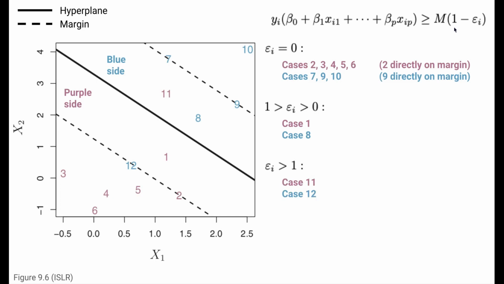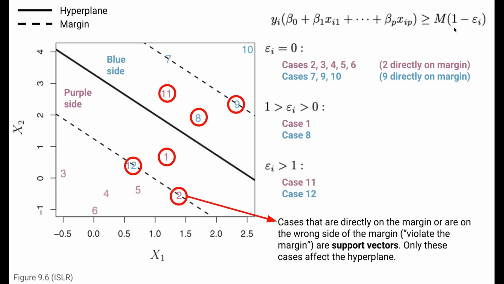And finally, when epsilon i is greater than 1, this is the situation where a case is completely on the wrong side of the hyperplane. So for purple, this is case 11. It's above the hyperplane when it should be below. And case 12 for blue. It's below the hyperplane when it should be above. So it turns out that cases that are directly on the margin, that dashed line, or on the wrong side are called support vectors. It's only these cases that affect where that solid line hyperplane goes.